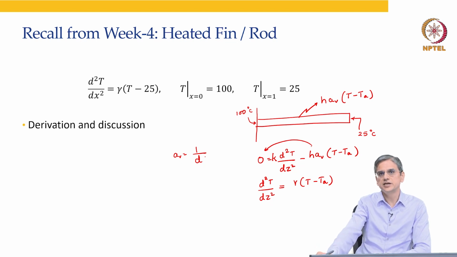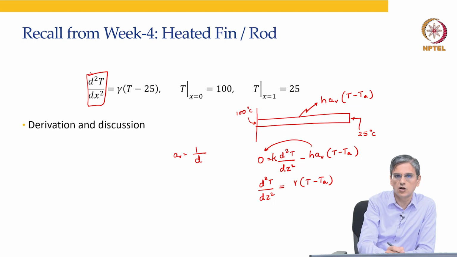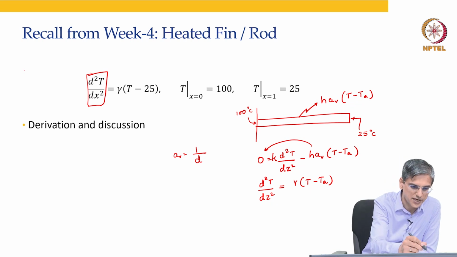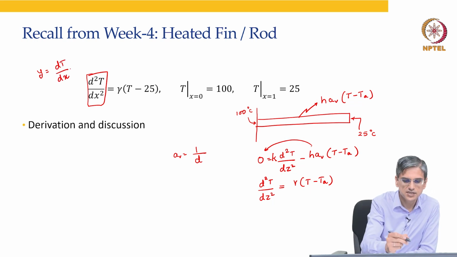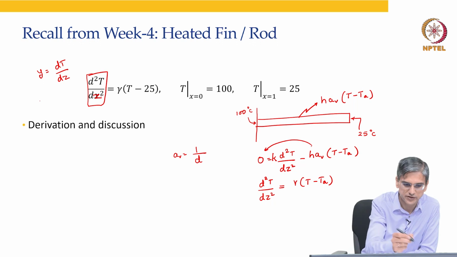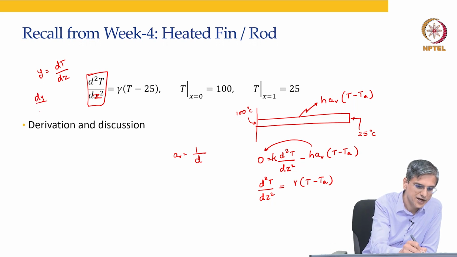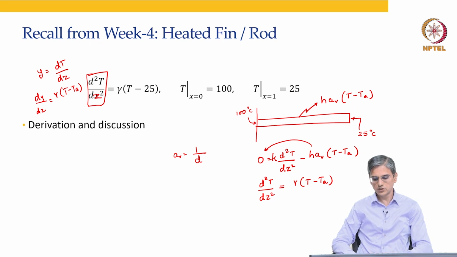Now, what we had done in week 8 is we were able to convert a second order ordinary differential equation into a series of first order ordinary differential equations. How? By defining, let us say, small y as dT by dz, let us make this z, that is what we have used, and then dy by dz is going to be gamma times T minus Ta. So, that is how we had done it in week number 8.